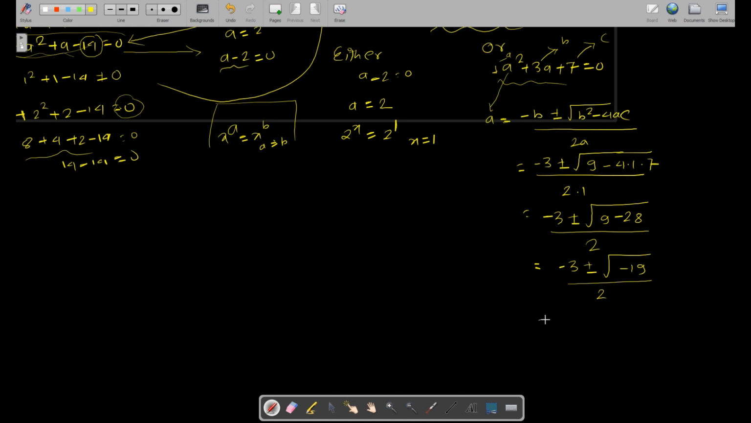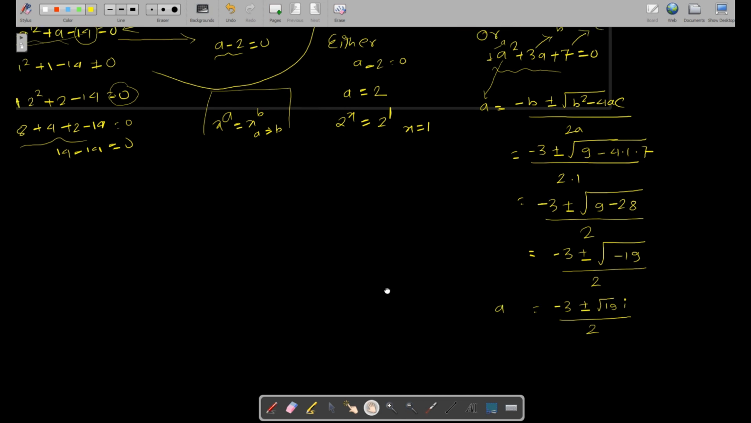Now it has taken a complex form. Square root of a negative number means it has taken a complex form. So what I will do is I will just write 19 here, and for the square root of negative 1, I will replace it by i. Okay, i means imaginary number. So all these are the values of a, right?